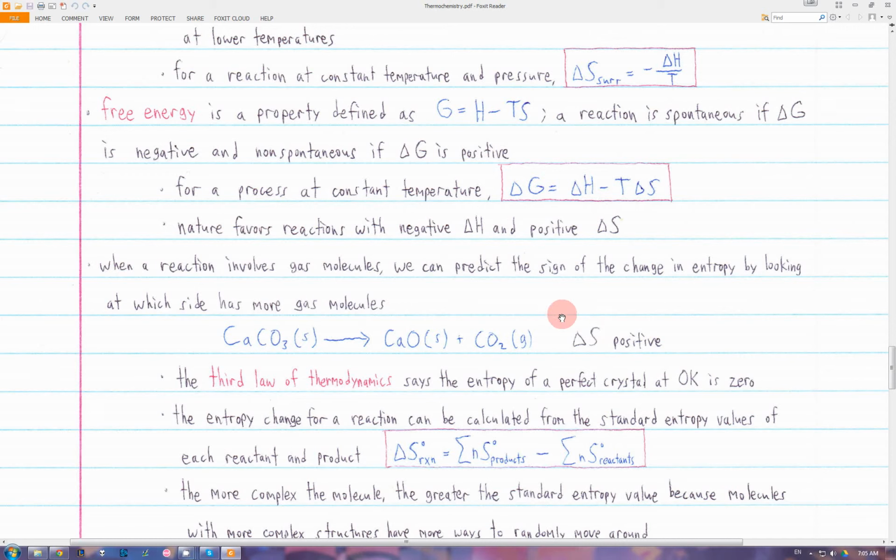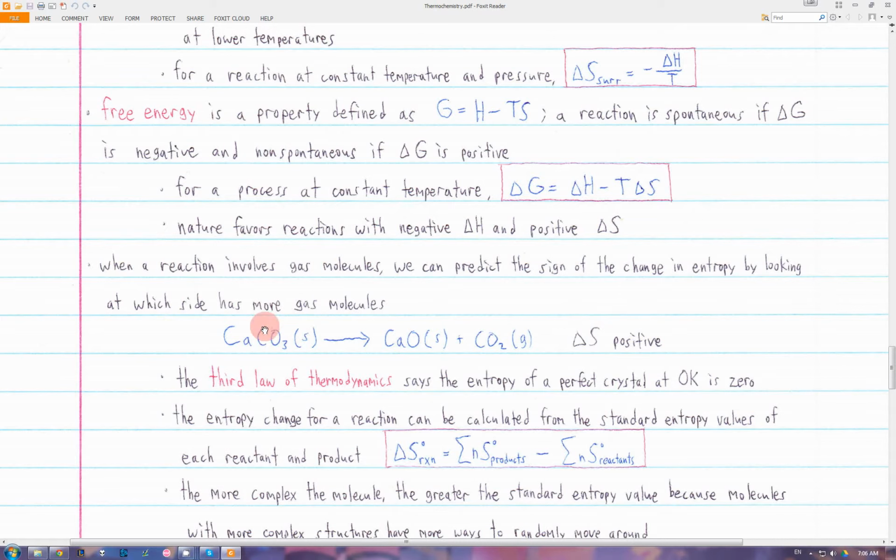So, while it might take a lot of work to find the actual delta S for a reaction, we can often predict the sign of delta S just by looking at the phases of the reactants and products. Remember that gas molecules have a much higher entropy than liquids or solids. So for a reaction with gas molecules, all we have to do to predict the delta S is look at which side has more gas molecules.